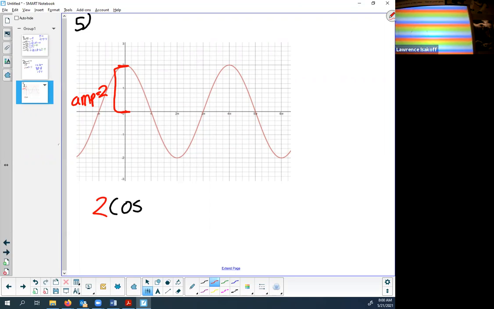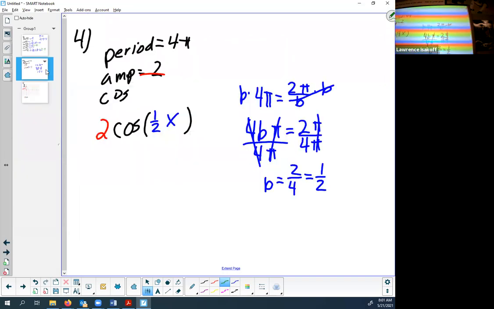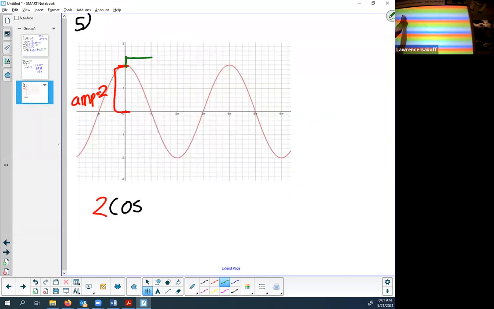Now my period is how long it takes to repeat. I don't think I did this on your review. Wow, I don't think I did this on your test. I still have a question or two left to edit. This is actually exactly the same answer as the last question, because we were talking about a cosine graph.